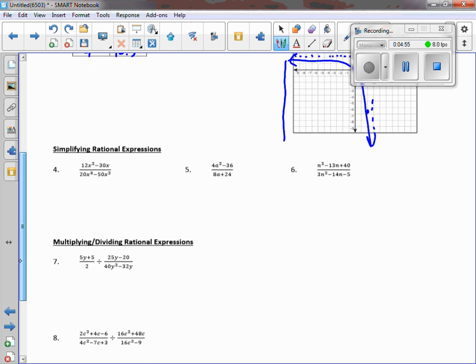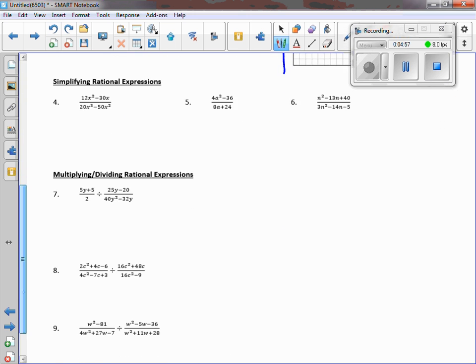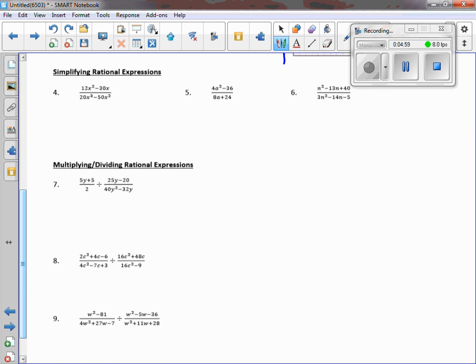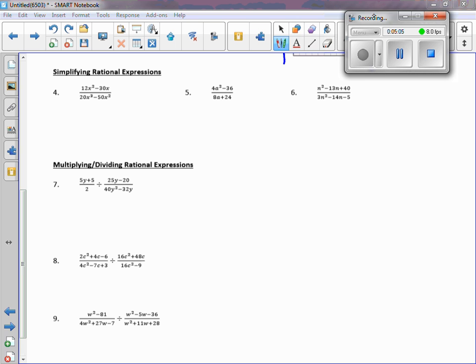Jumping down to number 4, 5, and 6, these are a little bit different. These are not graphing. So what we're going to do for number 4, 5, and 6 is we're going to simplify these. When I ask you to add, subtract, multiply, divide, simplify rationals, rule number 1 is factor everything. Everything needs to be factored. So for simplifying, all we're going to do is factor and reduce.